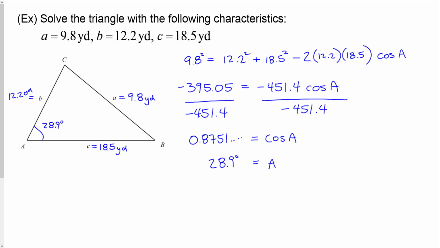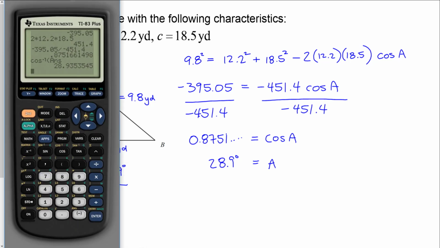Now, I could certainly repeat that exact same process and figure out what the next angle measure is, but it's generally accepted that the law of sines is a little bit easier. So I'm going to switch and use the law of sines to get the angle measure B. So sine of B divided by 12.2 is equal to the sine of 28.9 divided by 9.8. And I'll grab my calculator to figure out what that is.